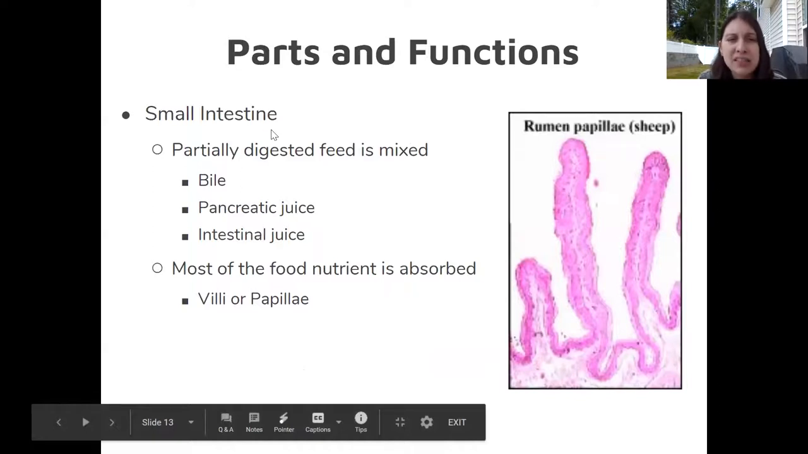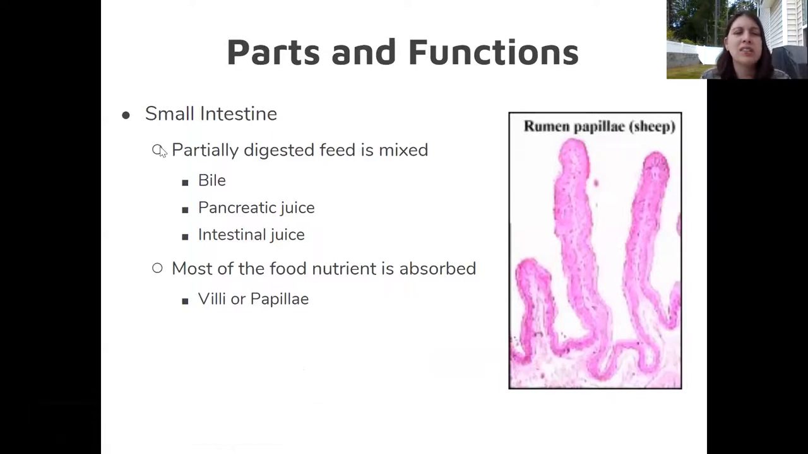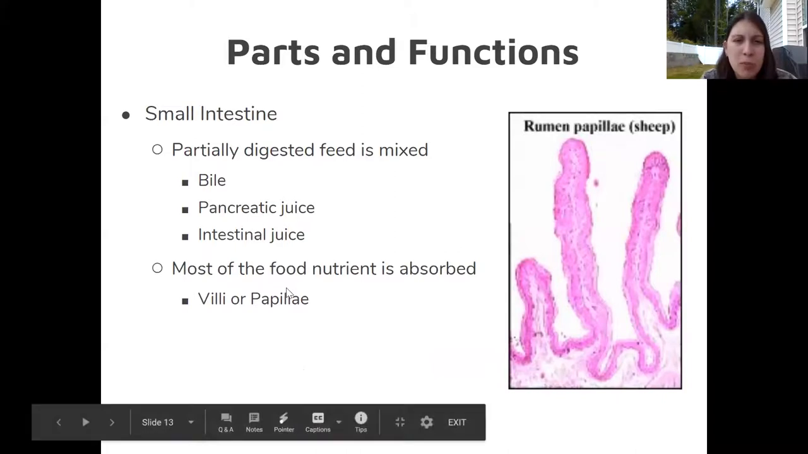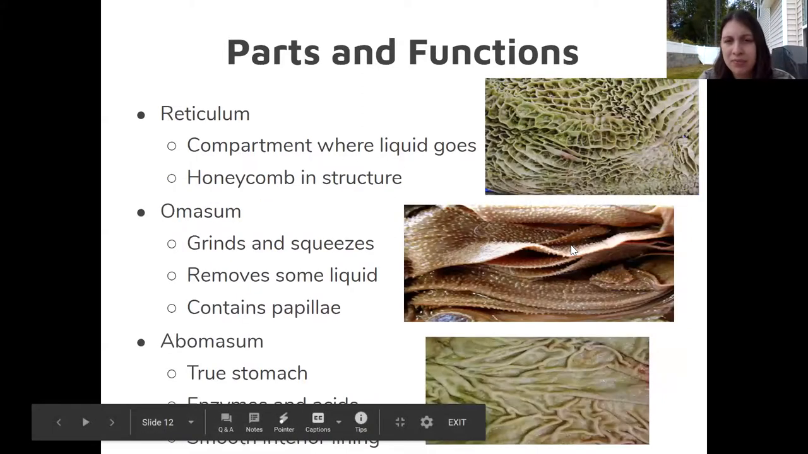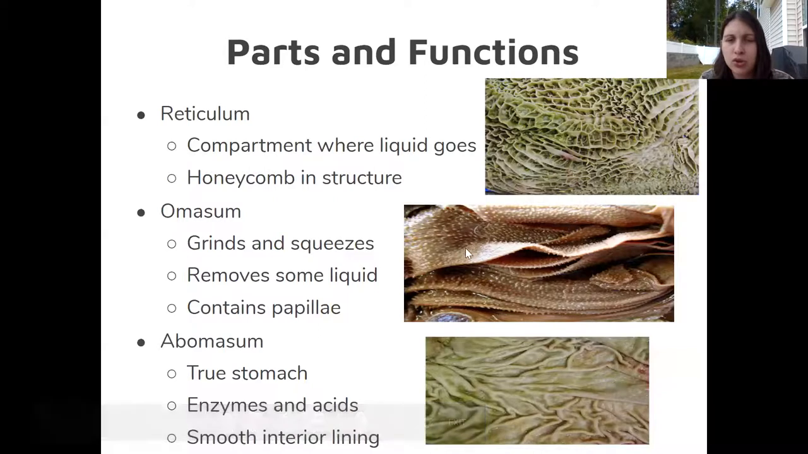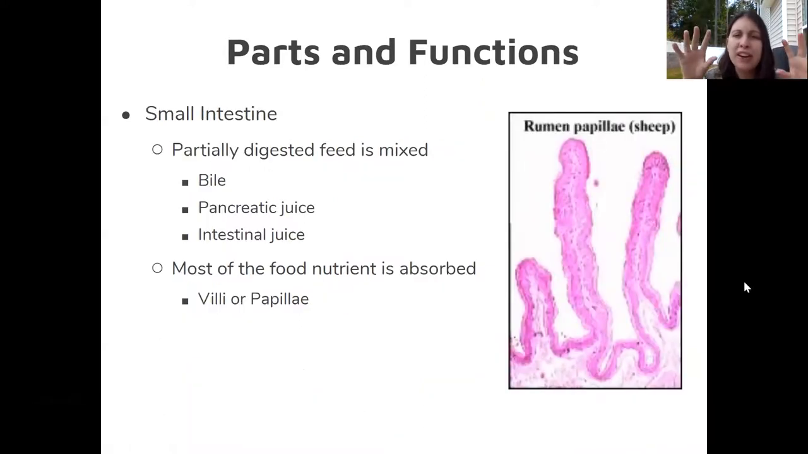The small intestine is going to be where all the food gets absorbed. You're going to have these little papilla, which again, that's what these little structures are, little finger-like projections, and it has the same job. Its job is to grab the nutrients that come, and work on absorbing it and taking it in so that it can send it off to whatever part of the body the animal needs.